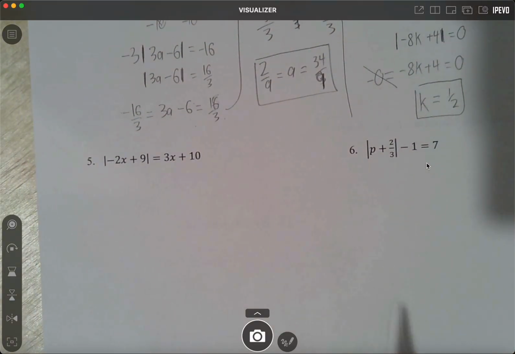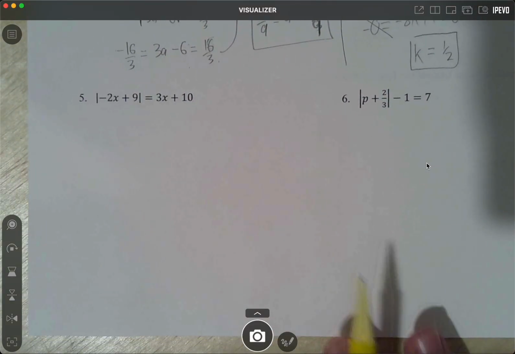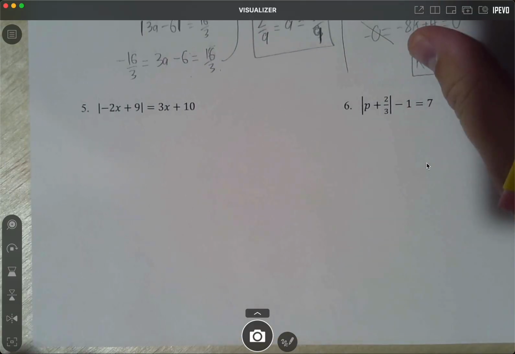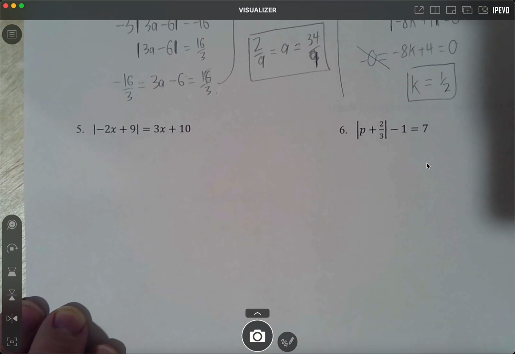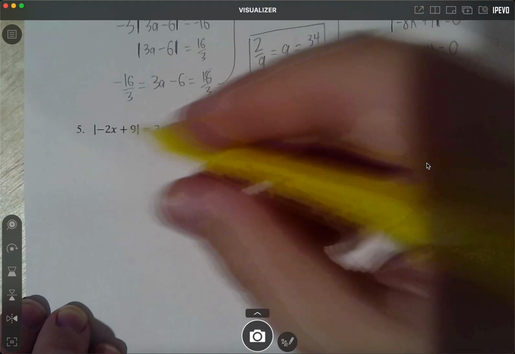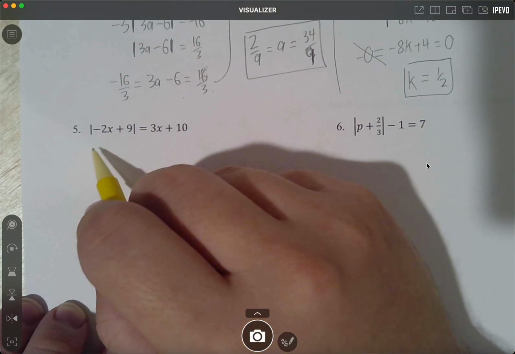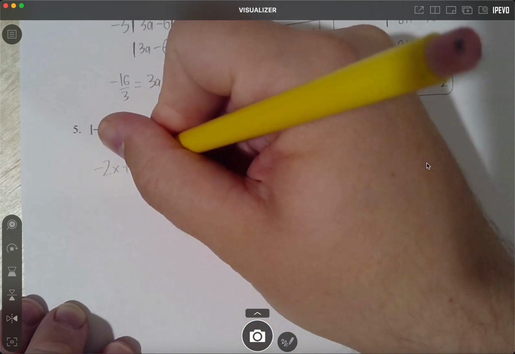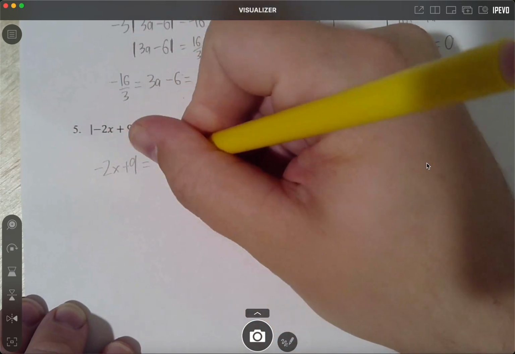All right. Up next, here's number 5. And number 5, spoiler alert, is going to have an extraneous solution. And I can tell you about now when extraneous solutions pop up. What makes this different than the others? Maybe you see it, but we'll discuss it. Now, my absolute value is isolated. So I'm good to write my 2 equations.